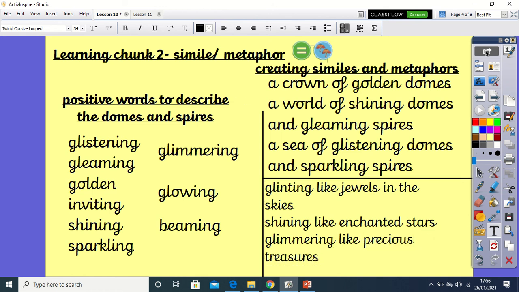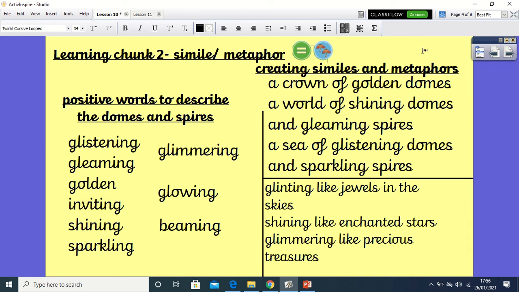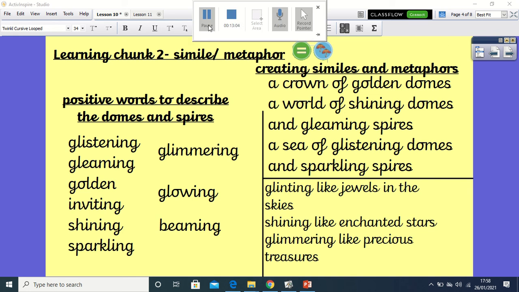Okay, so they're just a couple of my ideas. So if you would like to magpie any of them and put them in your learning chunk too, that's absolutely fine. You can pause the video and record some of those ideas if needed. You're going to need at least one metaphor and at least one simile for yours.